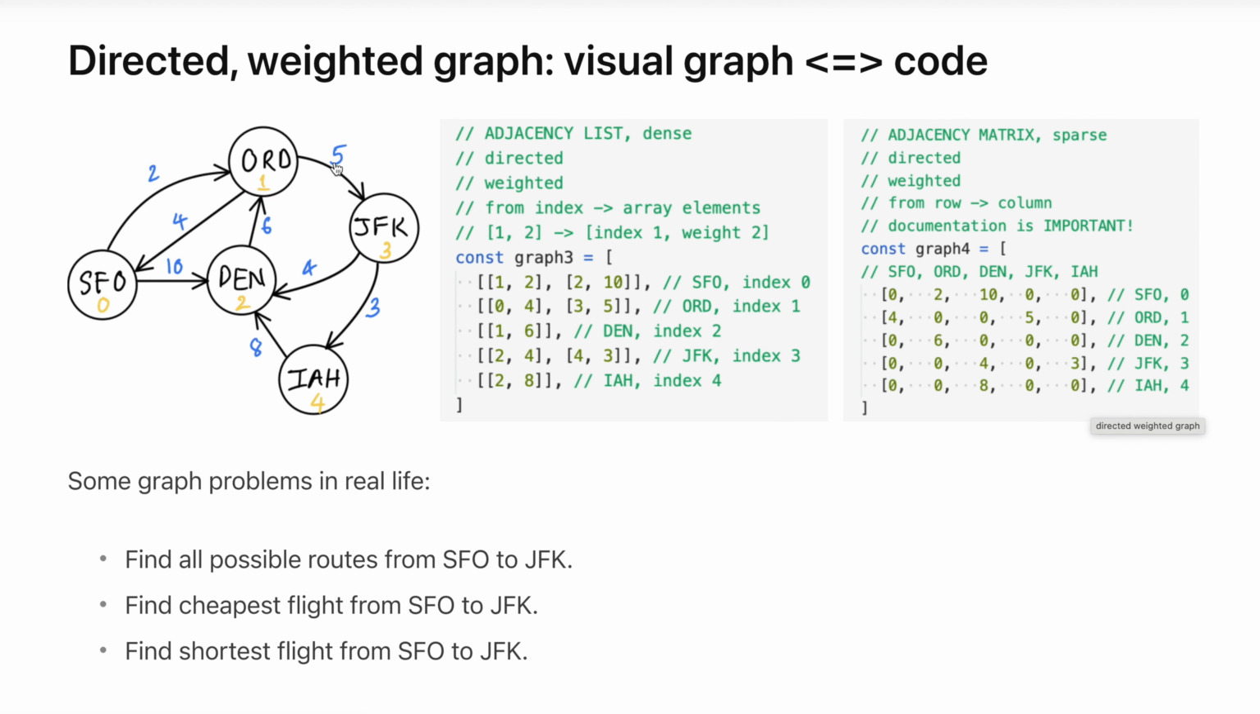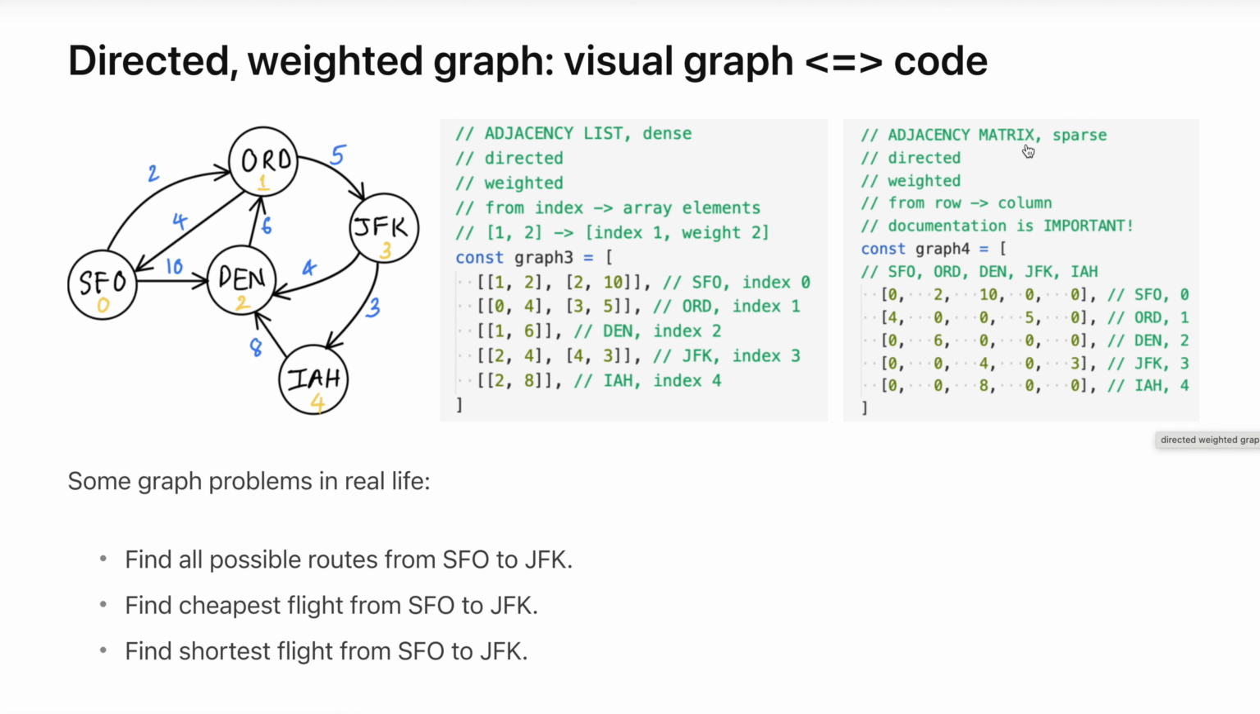To present this additional weight information for adjacency list, instead of using just a single number representing the index in the neighbor list, we're gonna use a pair of numbers. The first number is the index, and the second number is the weight. So SFO can go to index 1, which is ORD, with a cost of 2. And SFO can go to index 2, which is DEN, with a cost of 10. And that's what we see over here.